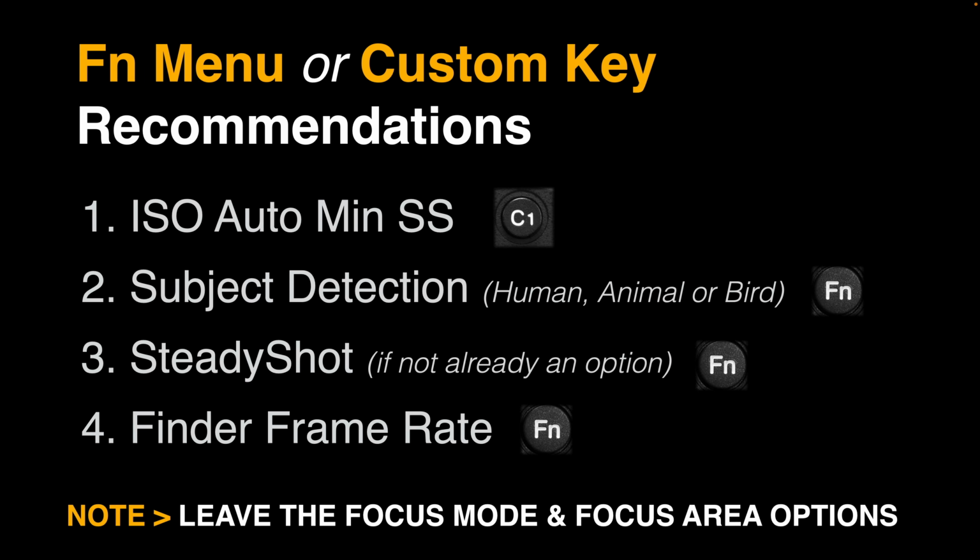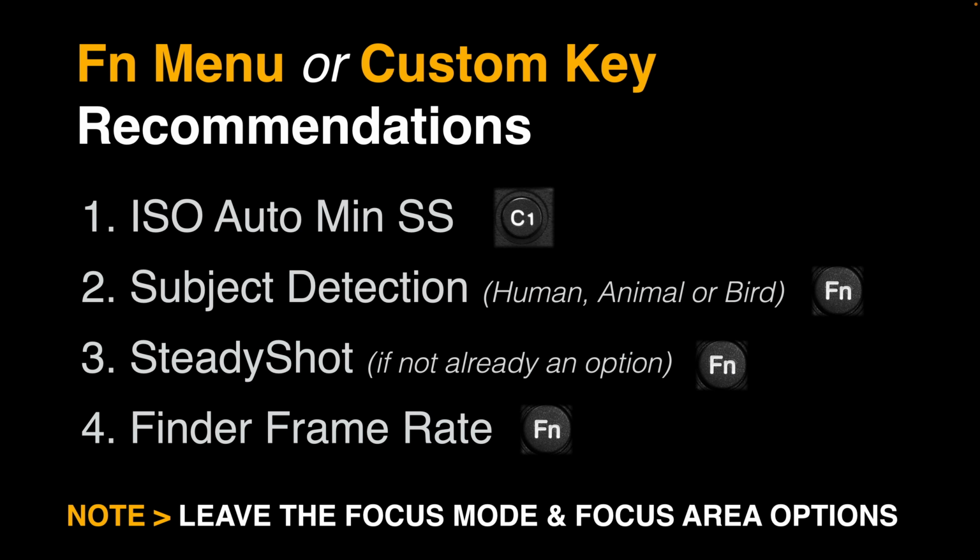Now I will put that on the C1 key, but if you've got preferences for your C1 key that is not using ISO auto minimum shutter speed, then just drop it into the FN menu. Subject detection is a big one because I often switch between shooting portraits of humans to shooting portraits of animals, and I want to quickly be able to change from human to animal and from animal to bird. And of course, having the access of that in the FN menu means that I don't need to deep dive into the main menus.